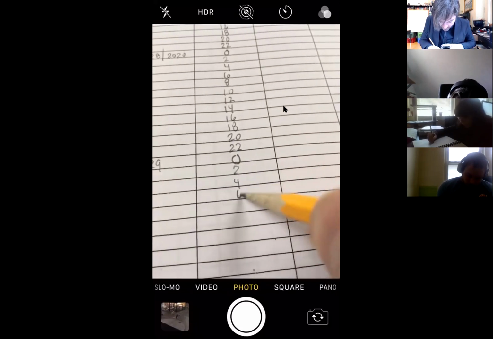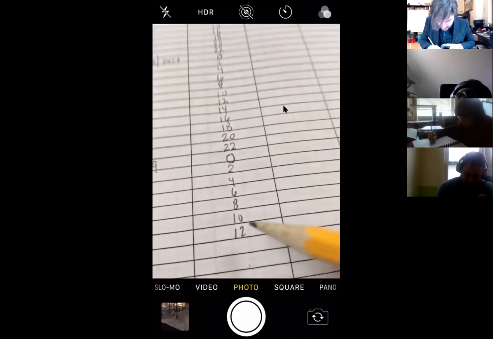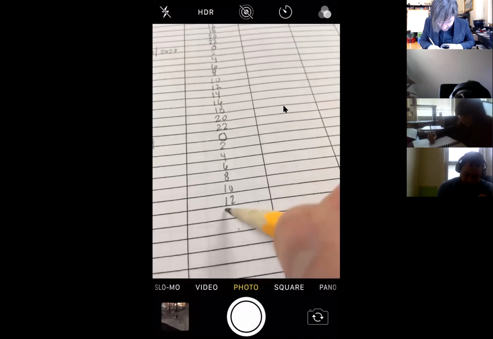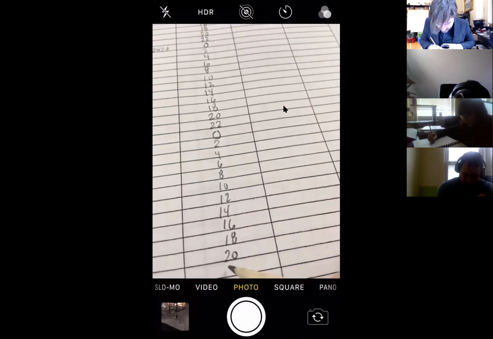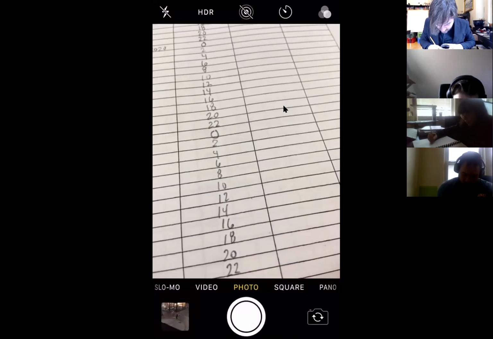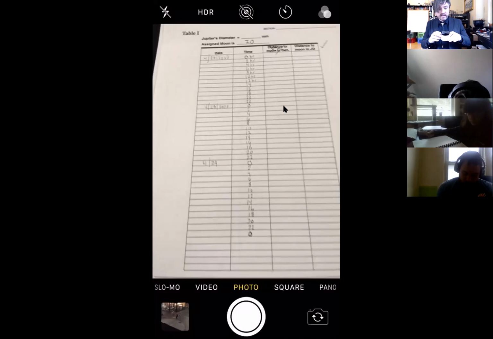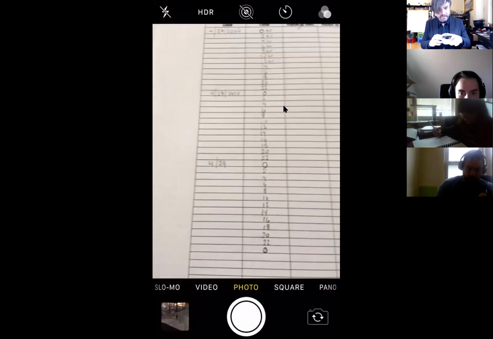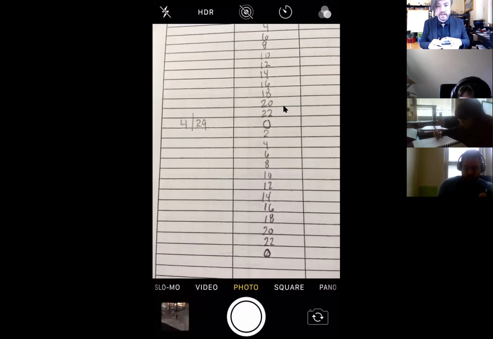2, 4, 6, 8, 10, 12, 14, 16, 18, 20, 22, and then back to 0 again. I'm thinking 3 days of observations should be good enough. Don't make any mistakes. Let's hope I didn't make any mistakes.